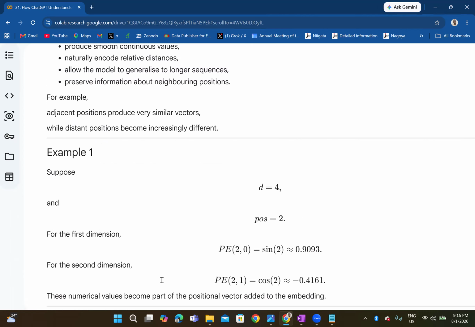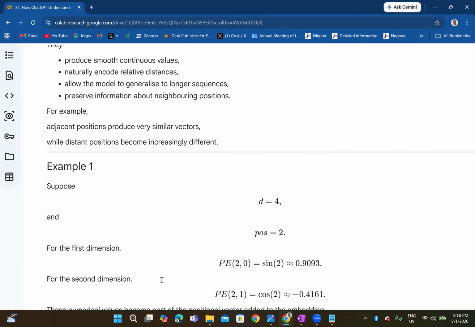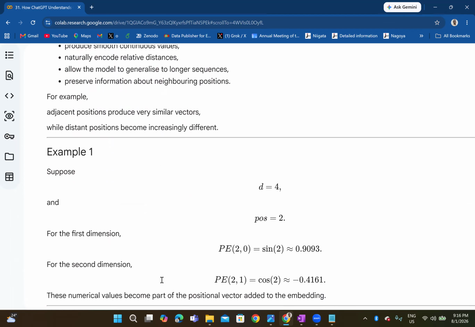For the first dimension, PE(2, 0). If you follow the PE formula, position 2i, here i is 0. So sin(2) will be 0.909893. For the second position, PE(2, 1), you have cos(2), which is minus 0.4161. These numerical values become part of the positional vector added to the embedding.